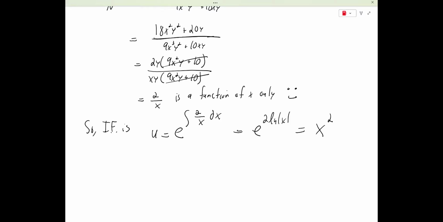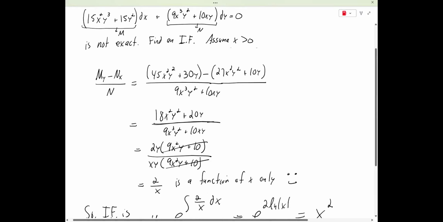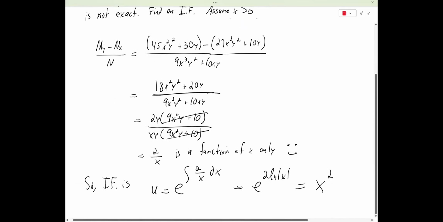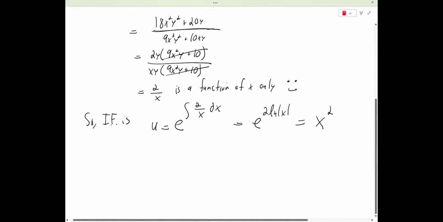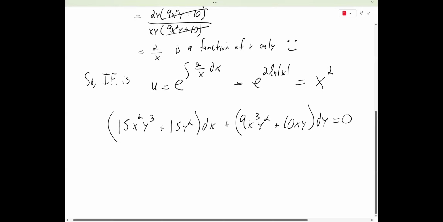Now, what do you do with that? If you go back up to the original equation, multiply through by the integrating factor. I got to write it down again. So 15x squared y cubed plus 15y squared dx, this is the original, plus 9x cubed y squared plus 10xy dy is equal to 0. That was the original problem we were doing.